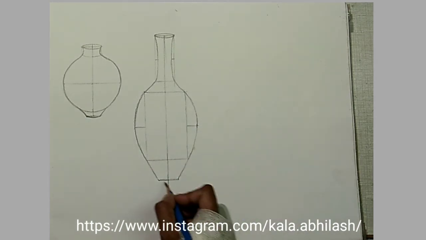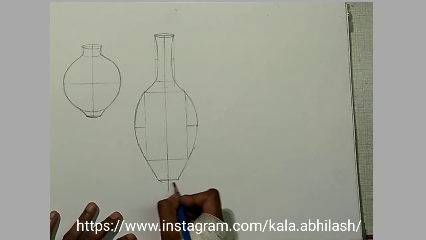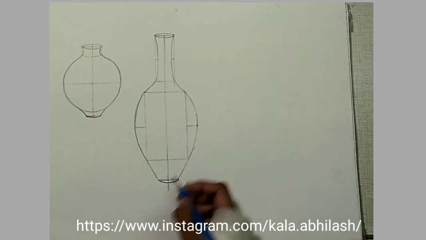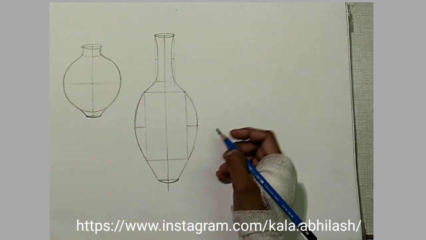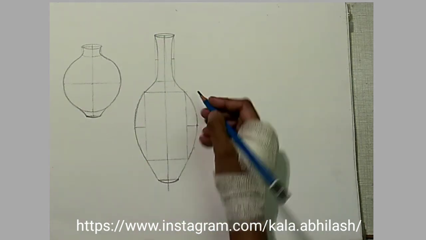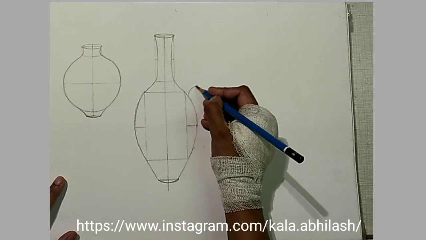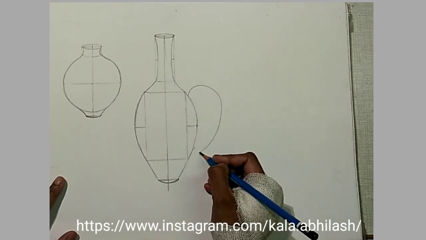All right, and then at the bottom you can draw a sphere and just remove those lines. So I've got a nice pot with a long neck. Then you can go creative and you can add those handles and all.